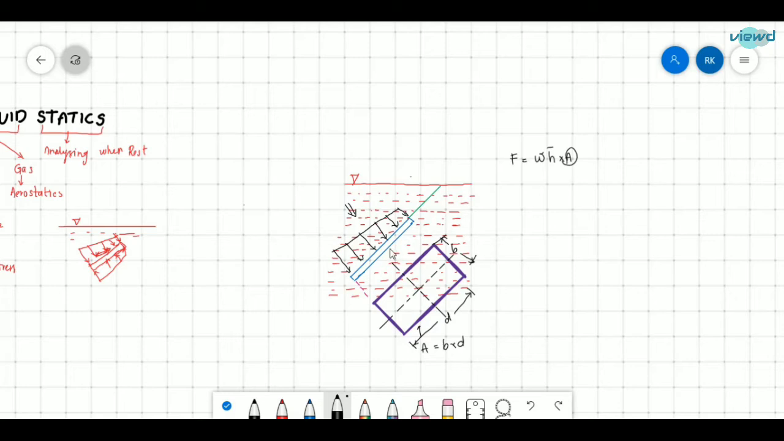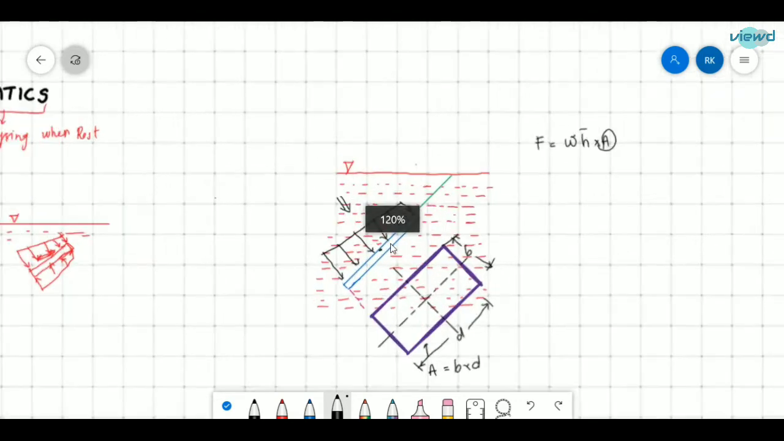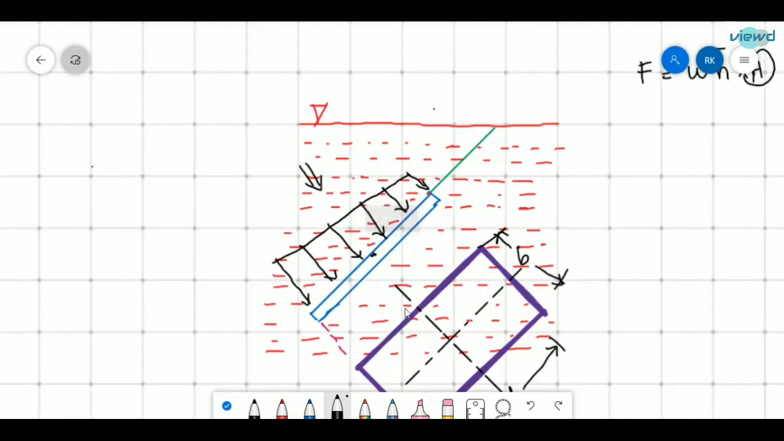So what is h bar? There will be a center of gravity for this. So this is the center of gravity of this plate. And the height of the center of gravity from the free surface is h bar.